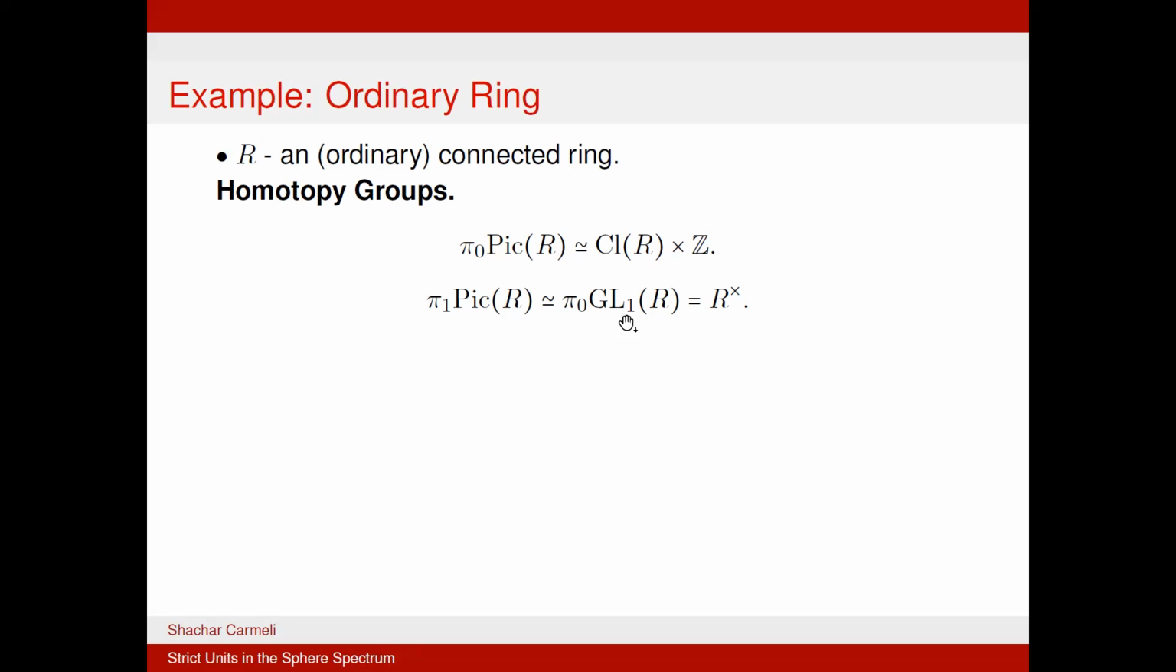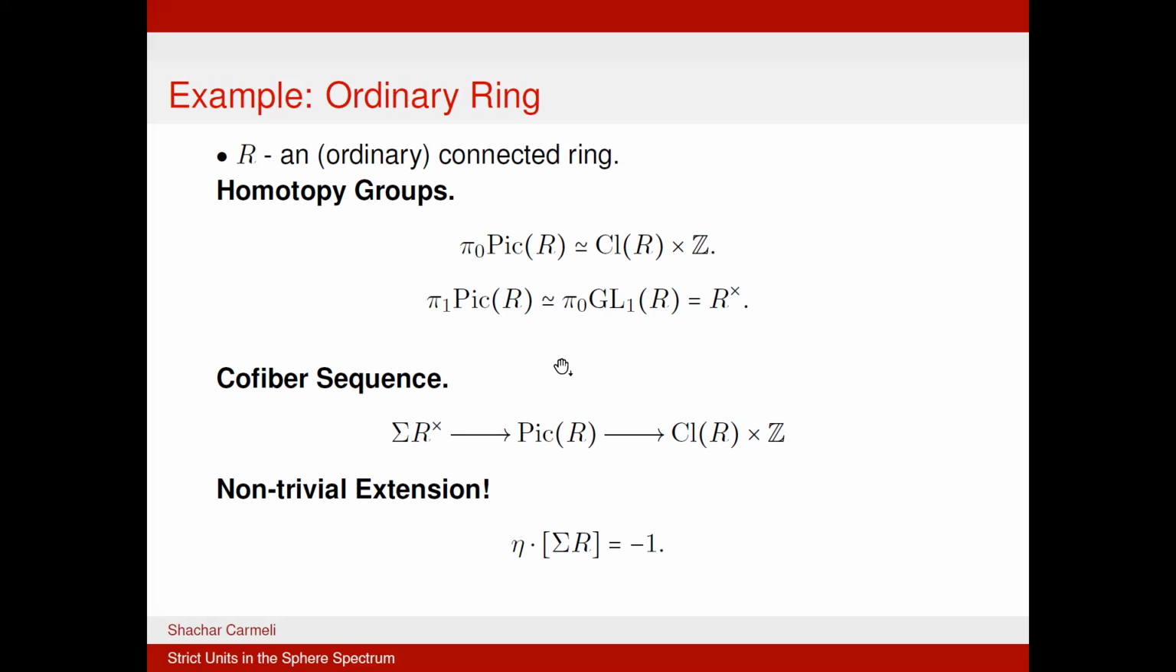And here we use the connected, otherwise this Z has to be replaced by something else. And the pi1 of the Picard is again just pi0 of GL1, which is just R cross, the discrete spectrum, which is the abelian group R cross. So we know the homotopy groups, and we can ask, okay, maybe this is just a product of Eilenberg-MacLane spectra. I mean, maybe the homotopy groups are not glued in any interesting way, but maybe not. In general, that means that we have a Postnikov tower, which has the class group of R times Z at the bottom, and then at pi1 we have the suspension of R cross.